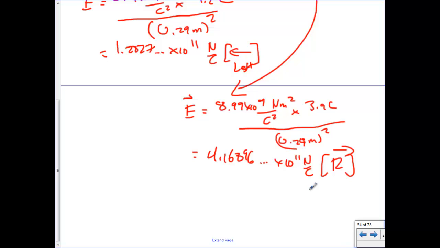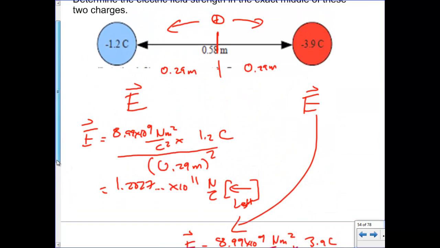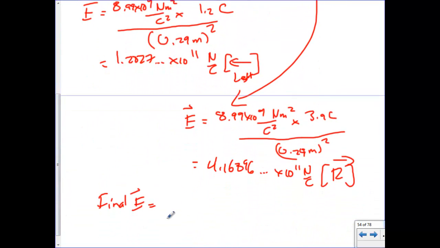So 4.16896 times 10 to the 11 minus 1.2827 times 10 to the 11. I got a final answer. How many sig digs do we get? 2? 2. I got 2.9 times 10 to the 11.